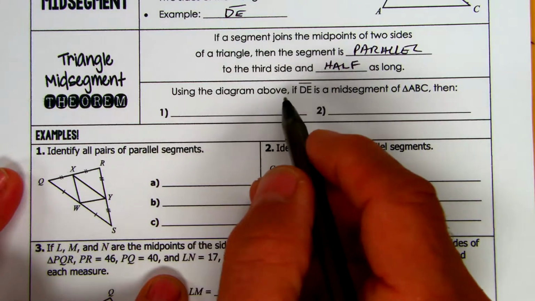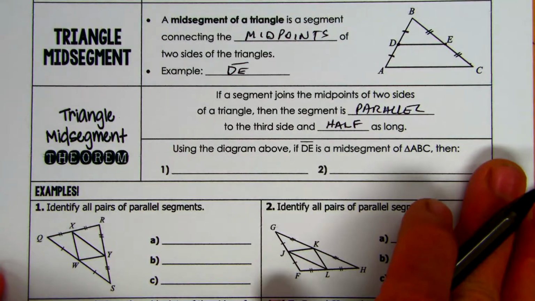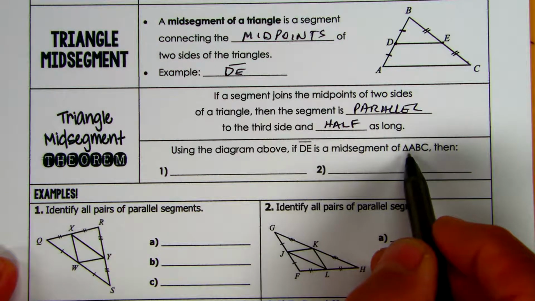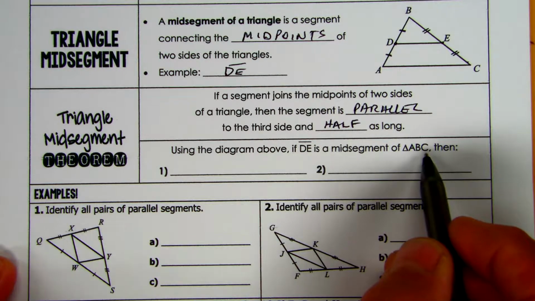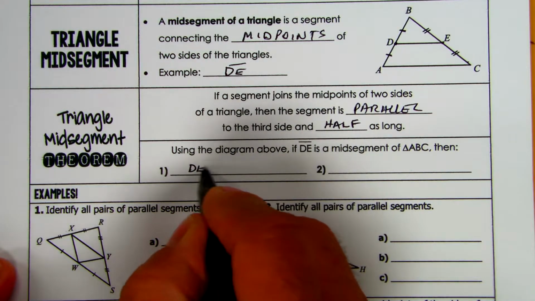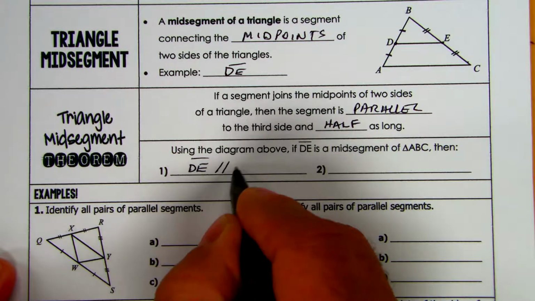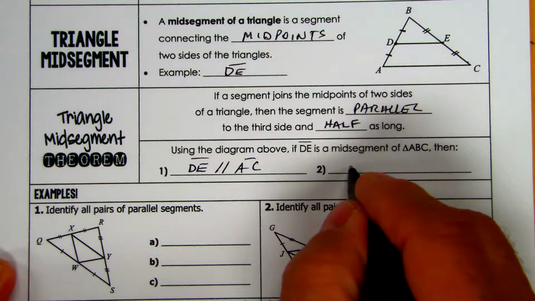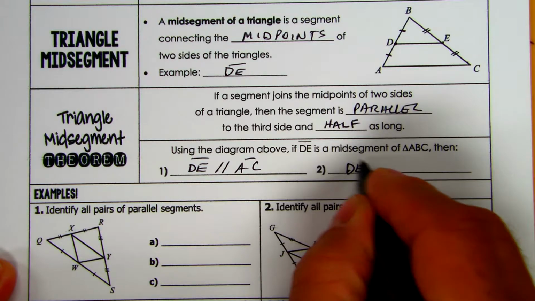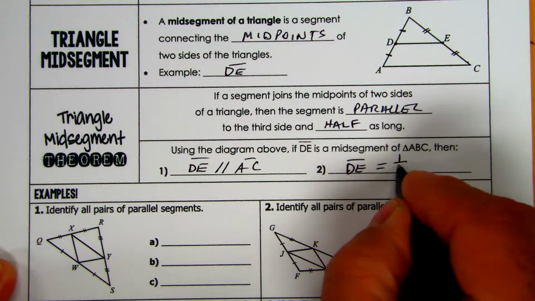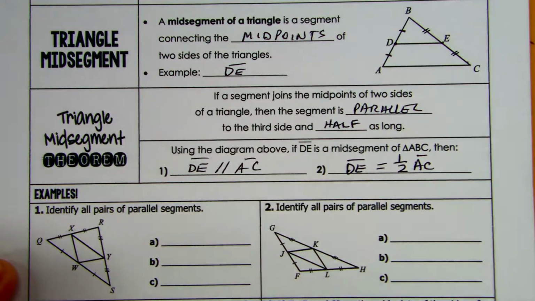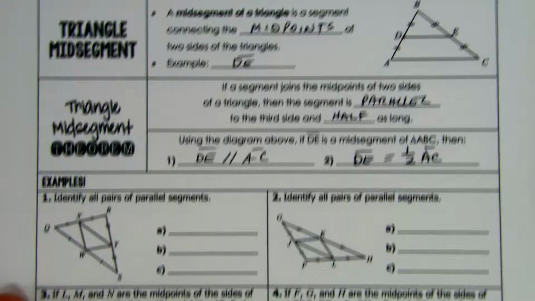So using the diagram above, if segment DE is a midsegment of triangle ABC, then DE is parallel to segment AC. And then we can say that segment DE is equal to 1/2 of segment AC. Okay, so let's look at some examples now.